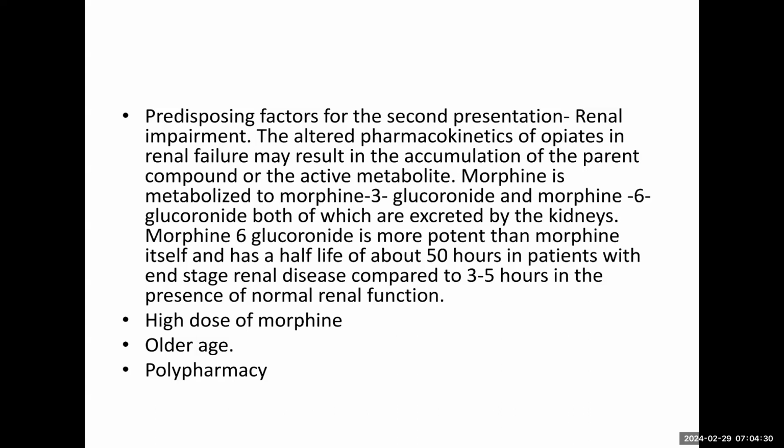The predisposing factors for the second presentation. In this index patient, her renal impairment. She has reduced renal function, and in the pharmacokinetics of morphine or opiates in general, renal failure may result in accumulation of the parent compound or the active metabolite. Morphine in this case is broken down by the liver and undergoes glucuronidation to morphine 3 glucuronide and morphine 6 glucuronide, both of which are excreted renally. And morphine 6 glucuronide is more potent than morphine itself.